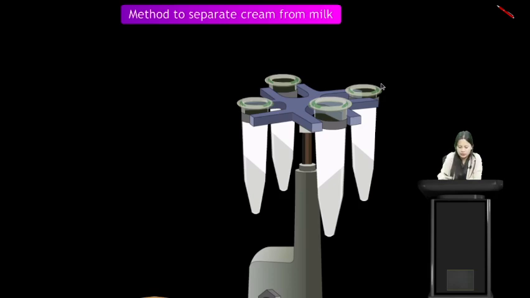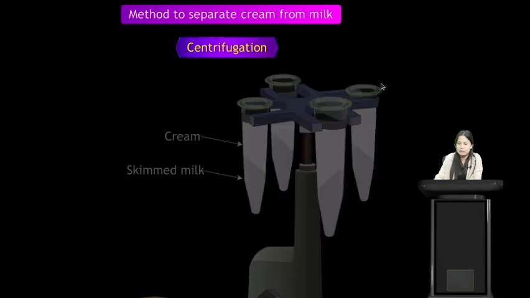Now you will see that 2 layers are formed in each centrifuge tube, a lower portion and an upper portion. Here the cream is in the upper layer and the skimmed milk is in the lower layer. So this method is known as centrifugation. To separate cream from milk, the centrifugation method is used.